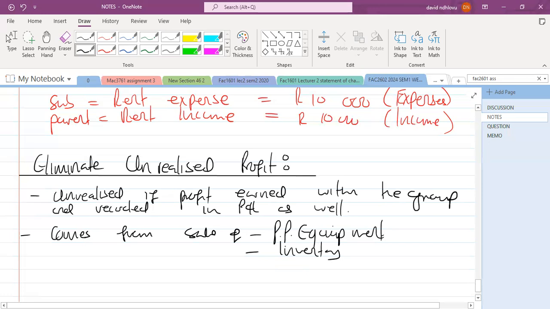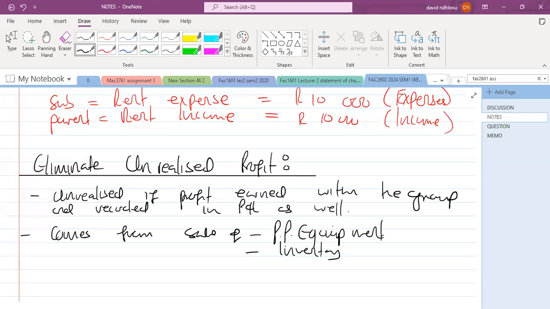Yes. Right, so after these three adjustments, you just combine, you add line for line, and then you get the consolidated financial statements. So in its simplest form, this is what we call consolidation of financial statements. Any questions from the floor?